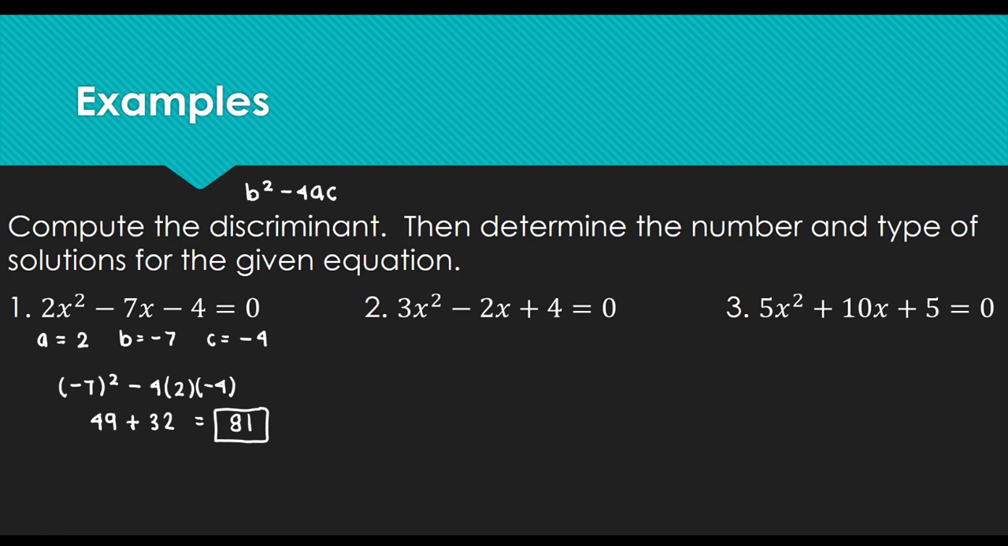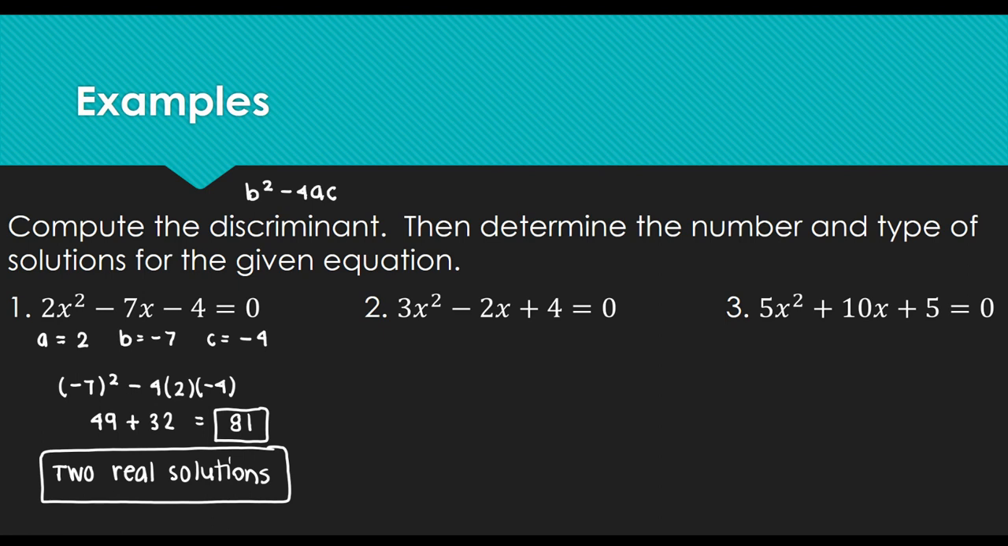So there is my first answer. That's the number for my discriminant. Notice that it is a positive number, so that means this whole thing was greater than 0. That tells us that we have 2 real solutions. So there are my 2 answers to this question.